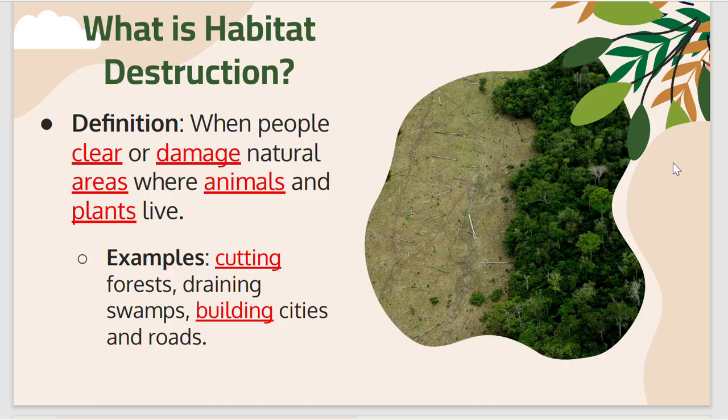So what is habitat destruction? Our definition is when people clear or damage natural areas where animals and plants live. If I were you, I would star this bullet point. You really want to keep the definitions clear and make sure they stand out to you. So this is essentially destruction means to destroy.